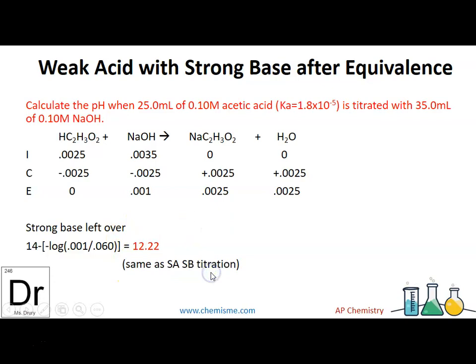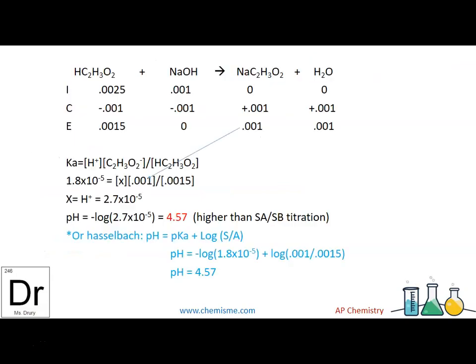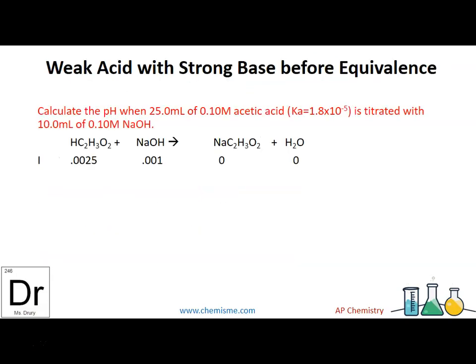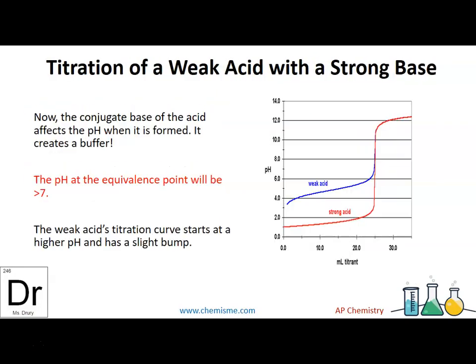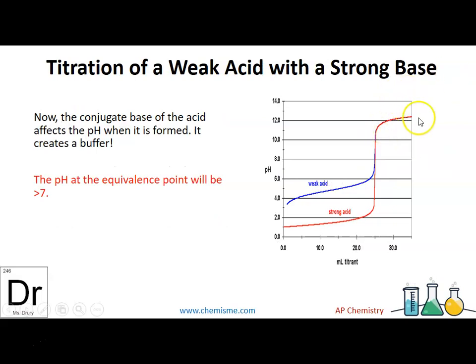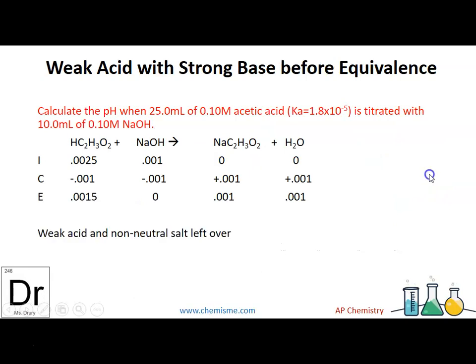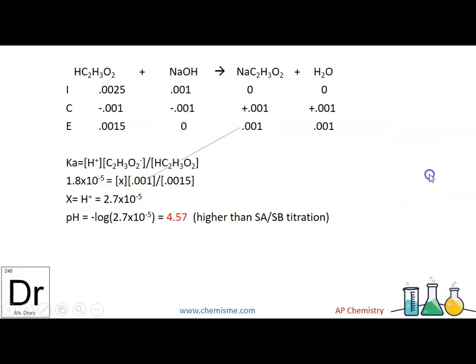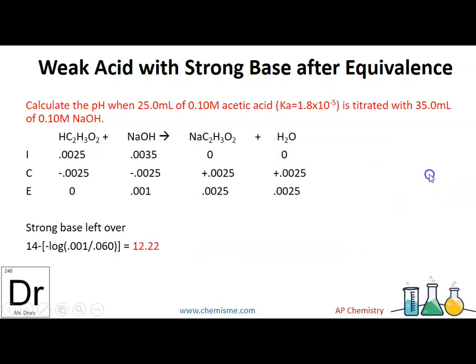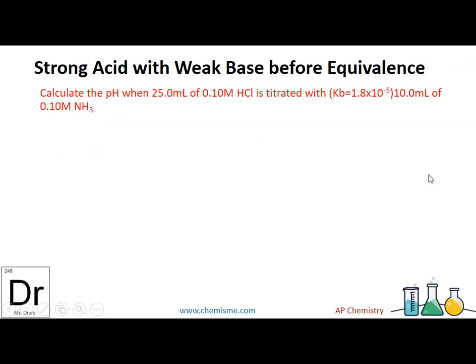This is the exact same as a strong acid, strong base titration. And the reason for that is, remember when we looked at the curves just a moment ago? The curves ended at the same place. So let me just point that out to you. Way long time ago in the same video, the curves ended at the same region. So we just calculated all the way up here. So it's pretty important that you realize that if you have a weak acid left over, it's completely different than if you have a strong base left over. The calculation is slightly different.